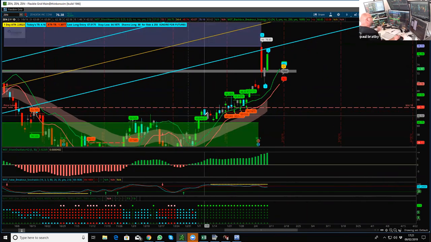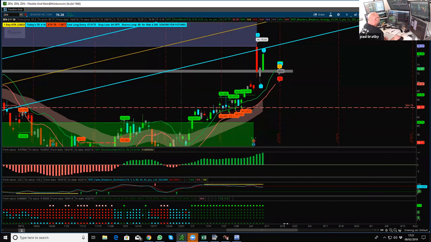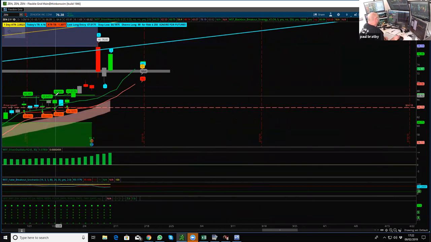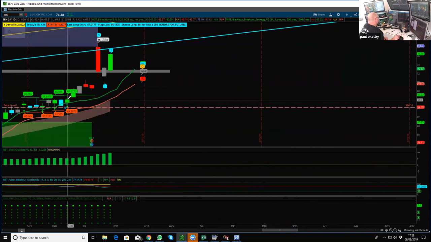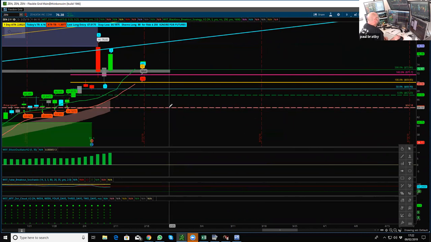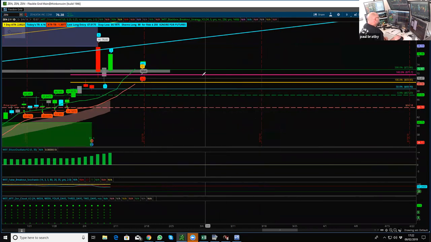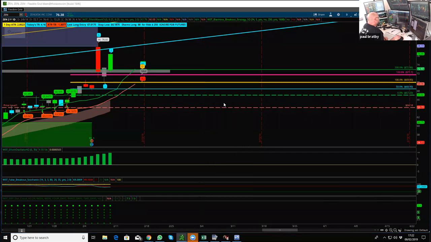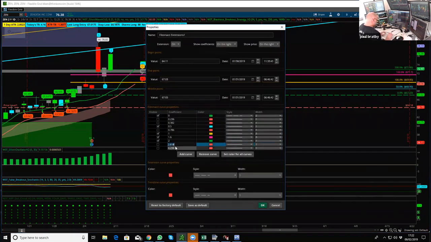So I was using my black box breakout indicator here because the entry was in this one. Let me just zoom out a little bit here. It was this one. Where's the stop? So this was a bit of an earnings play. I just want to adjust these properties a minute and put 2.5 and 3. Put them on.